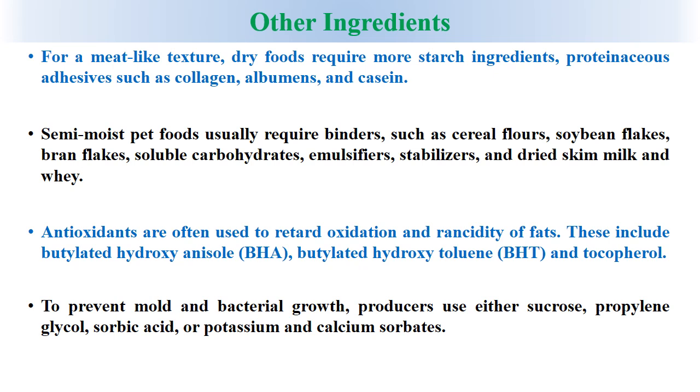Further, antioxidants are often used to retard oxidation and to prevent the rancidity of fats. These include butylated hydroxyanisole or BHA, or sometimes butylated hydroxytoluene, BHT, and tocopherol. So these are the antioxidants used to prevent the rancidity. And finally, to prevent mold and bacterial growth, sometimes other preservatives like sucrose, propylene glycol, and sorbic acid or salts of sorbic acid like potassium sorbate or sodium or calcium sorbates are used. So these are the preservatives and antioxidants.